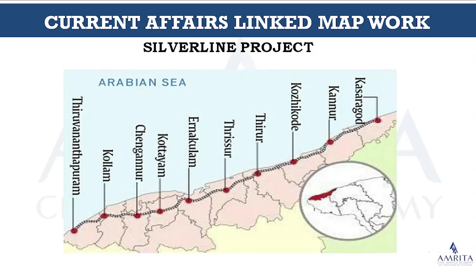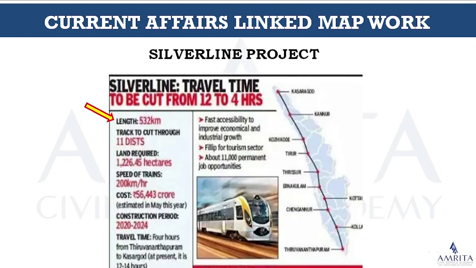Next one, Silverline project. It's a high-speed rail project connecting the northernmost district of Kerala, that is Kasaragod, to the southernmost district, Trivandrum. It was recently in news as the Ministry of Railways has granted in-principle approval for this Silverline project. It's around 532 kilometers and the travel time is to be cut from 12 to 4 hours.